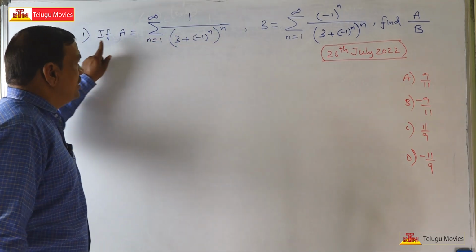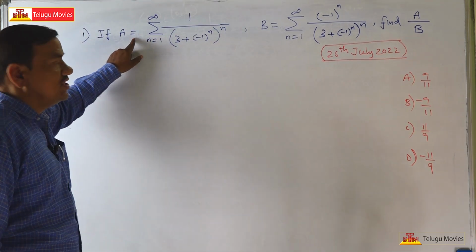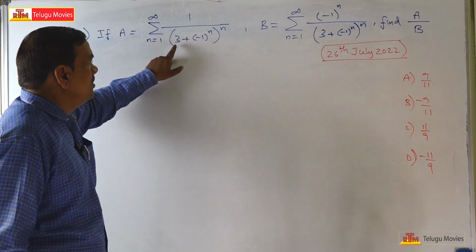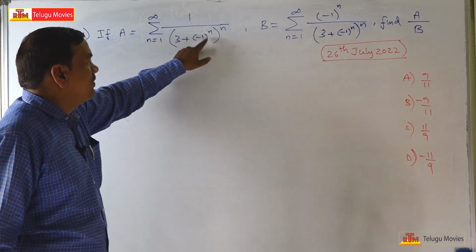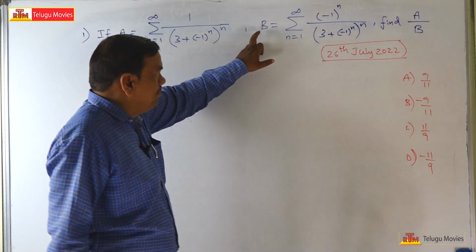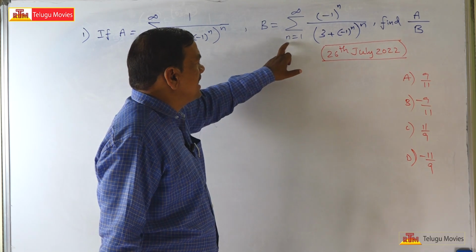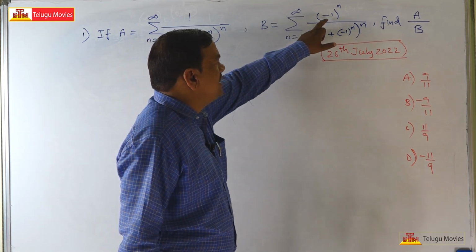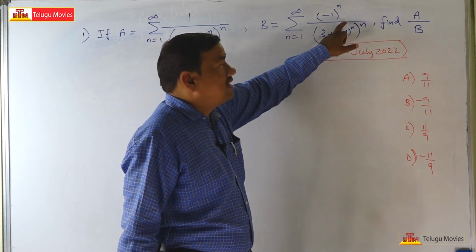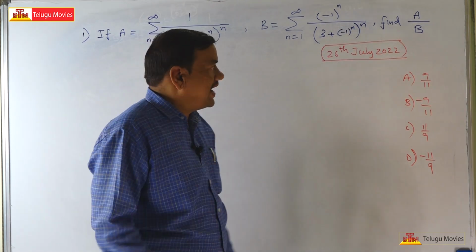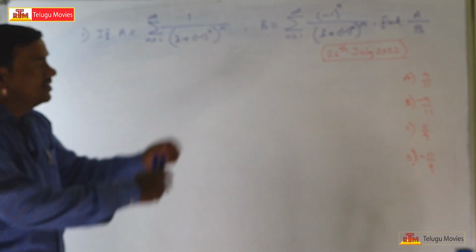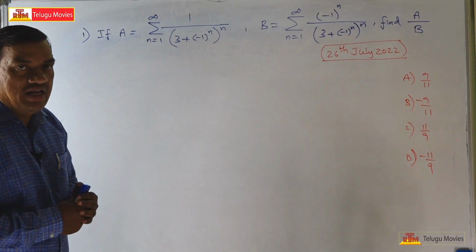Right. So here it is given: if A is equal to sigma n runs from 1 to infinity, 1 upon (3 plus (-1)^n) whole to the power of n, and B is given as sigma n runs from 1 to infinity, (-1)^n upon (3 plus (-1)^n) to the power of n, then find the value of A upon B. Right, options are also readily available.